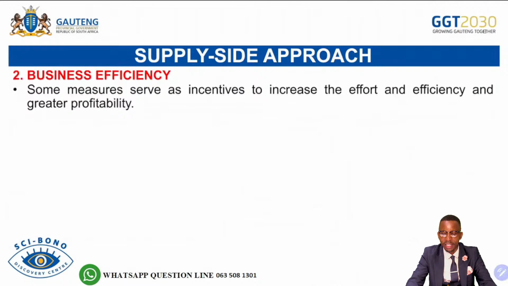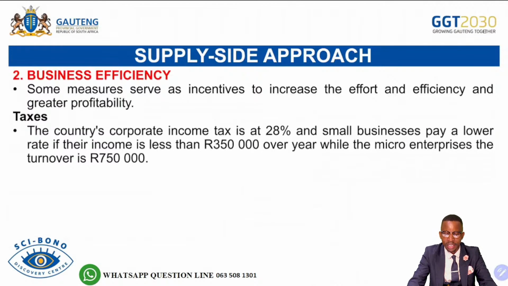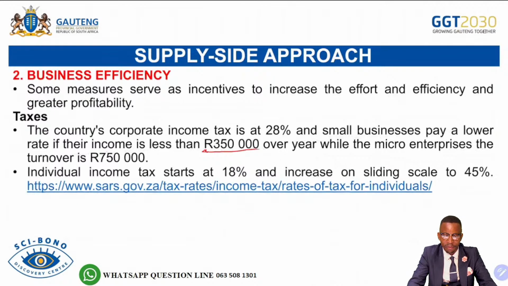Some measures serve as incentive to increase the effort and efficiency and greater profitability. So taxes. The country's corporate income tax is 28%, and small businesses pay a lower rate if their income is less than 350,000 over a year, while for a micro enterprise, the turnover is 750,000. This can be found in this link in case you want to search information.